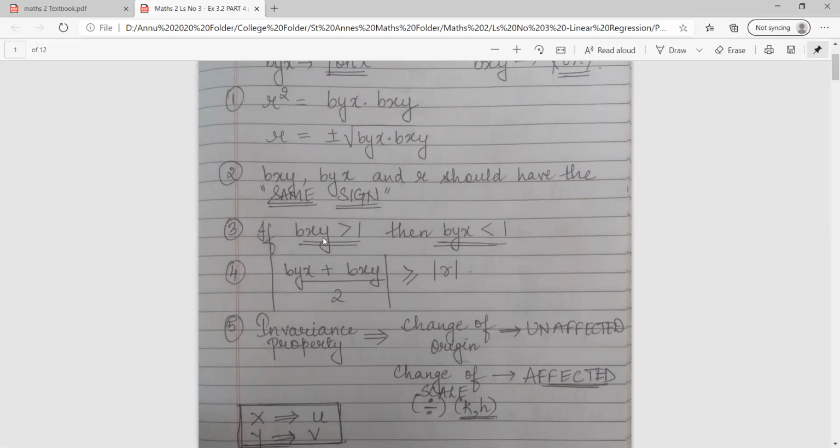Property number 3. If bxy is greater than 1, then byx will be less than 1. So if one coefficient is greater than 1, the other will be less than 1. Property number 4. Mod of byx plus bxy divided by 2, that is adding both the regression coefficients and dividing by 2, should be greater than or equal to mod of r. So mod means class, if I put a negative number inside the mod, it will come out positive, but a positive number inside the mod remains positive. So this is property number 4.